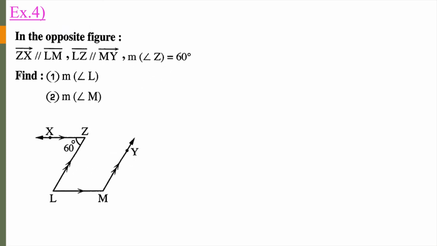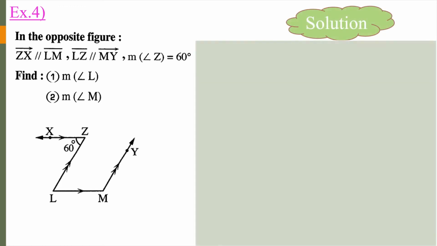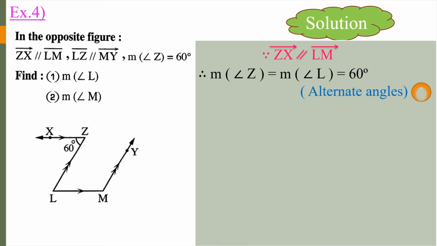Exercise number 4. In the opposite figure, ZX is parallel to LM and LZ is parallel to MY, and the measure of angle Z equals 60 degrees. Find the measure of angle L and the measure of angle M. Solution. Since ZX is parallel to LM and ZL is a transversal, then the measure of angle Z equals the measure of angle L, which equals 60 degrees, as alternate angles. This is number 1. Then we will find the measure of angle M.